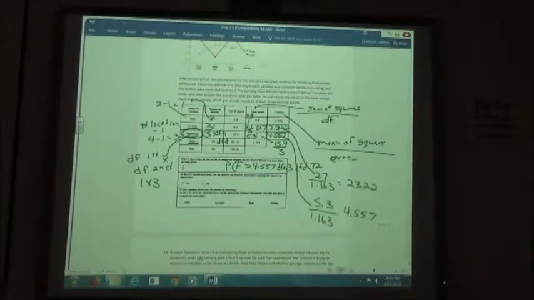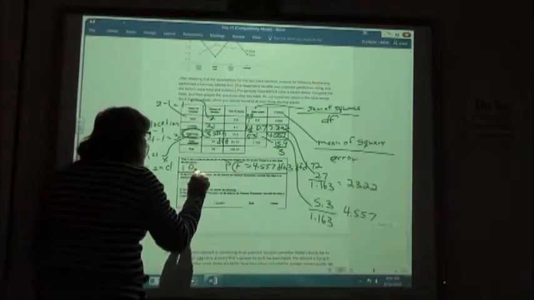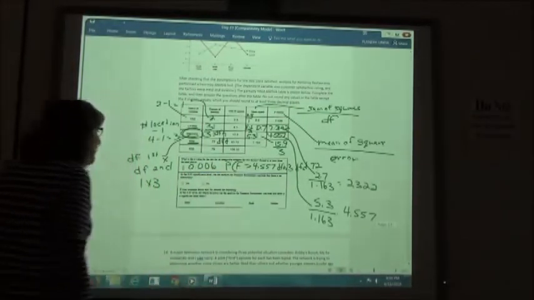So you're going to do P of F is greater than 4.557, since that's the F statistic for the interaction. Degree of freedom for the numerator is the degree of freedom for the interaction. The degree of freedom for the denominator is the degree of freedom on our error. When you calculate that out, you should come up with 0.006.